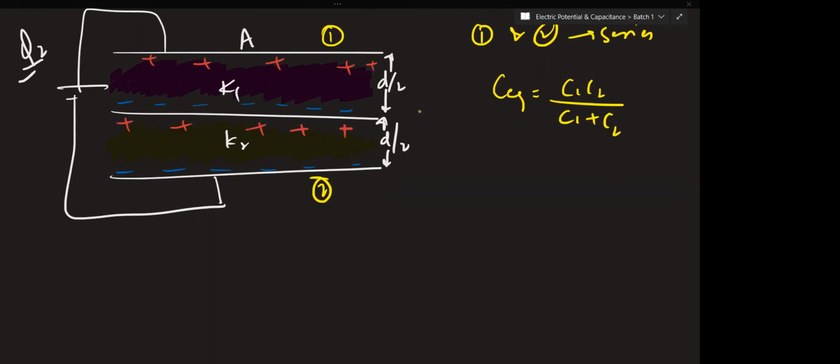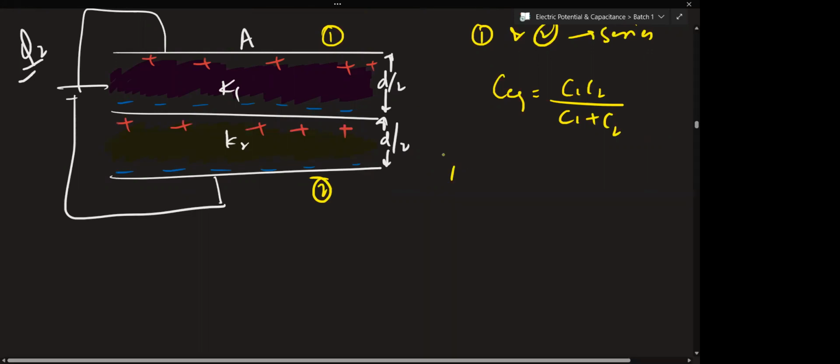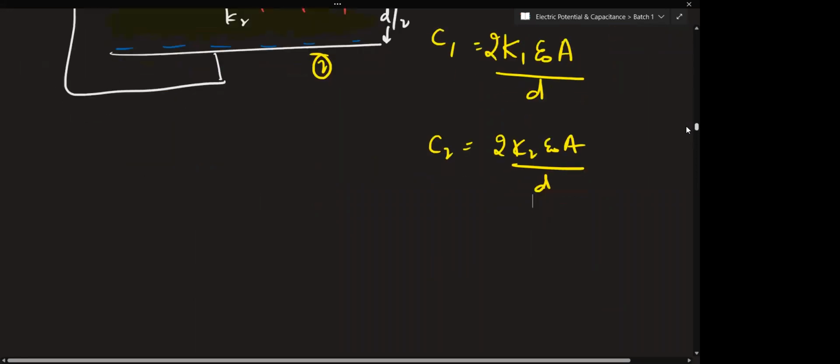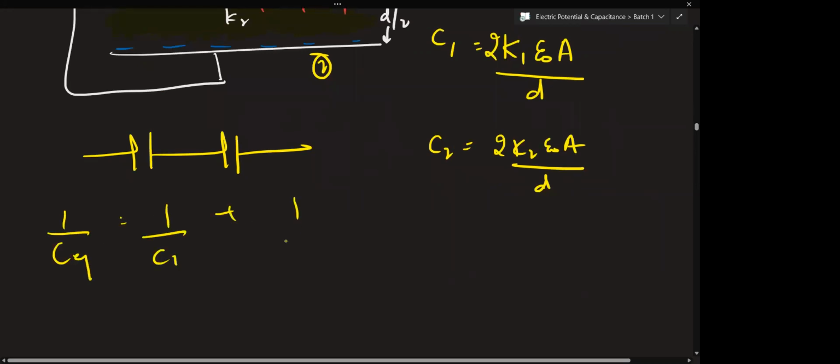This is how you write for capacitance. So here you have to write C equivalent. See, C1 will be what? K1 epsilon naught, area will be the same, distance will be what? D by 2. C2 will be what? Similarly, 2K2 epsilon naught A by D. This will be the change. Now, if you see they are connected in what? Series. Now, in series, we add them in this manner: 1 by C equivalent is 1 by C1 plus 1 by C2.